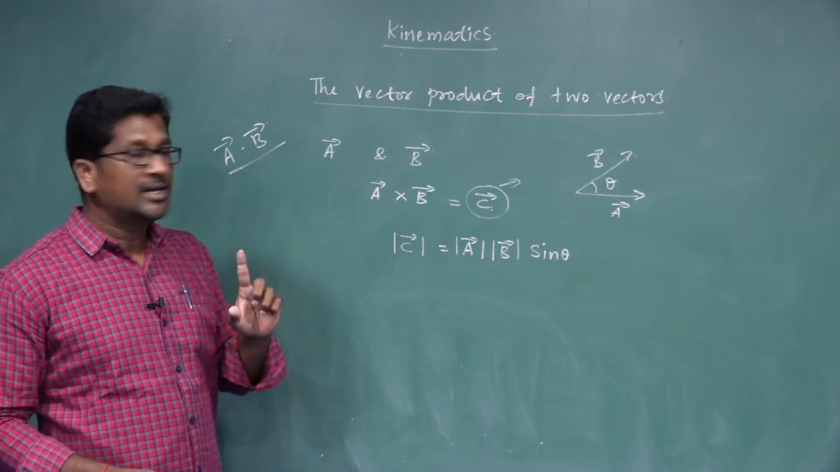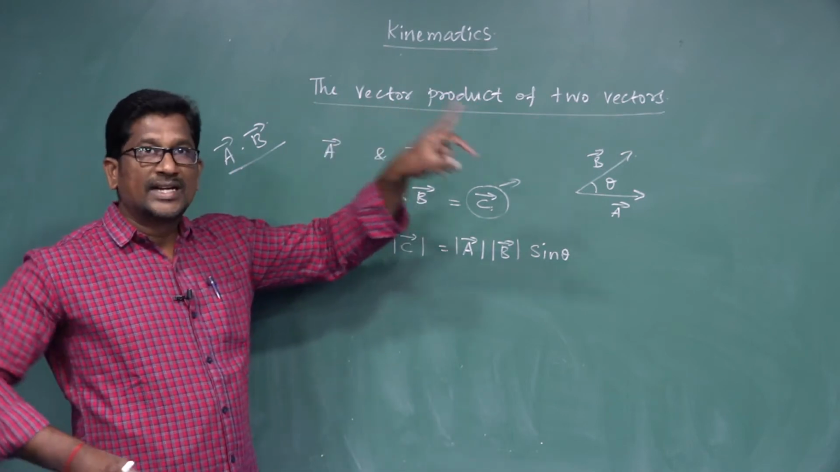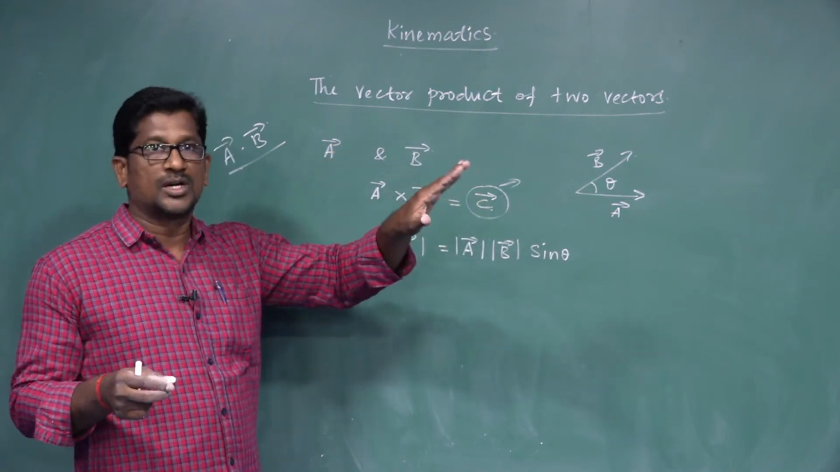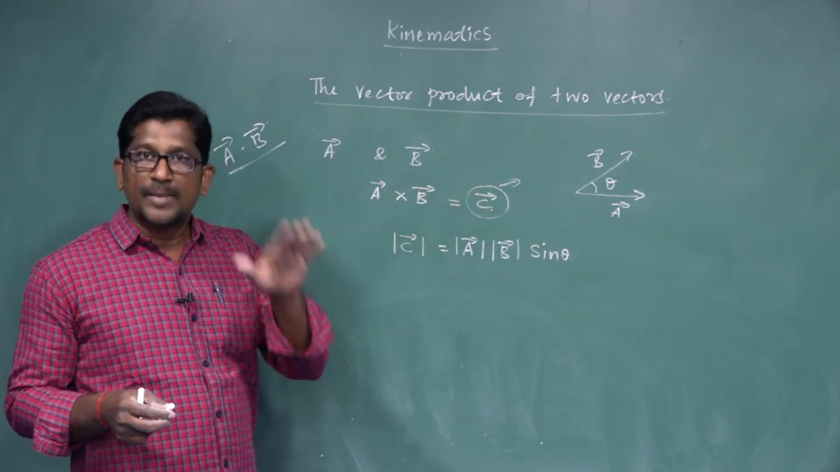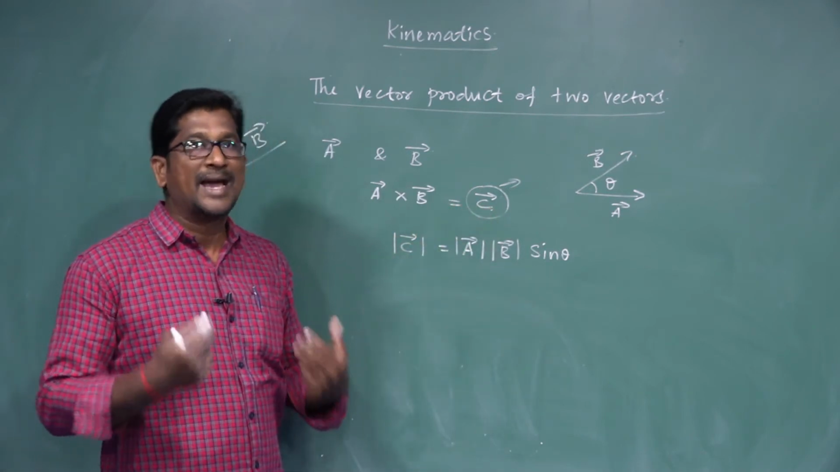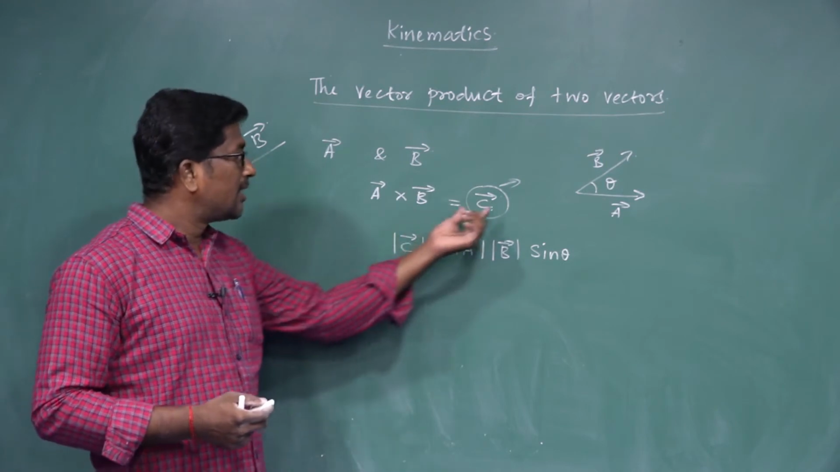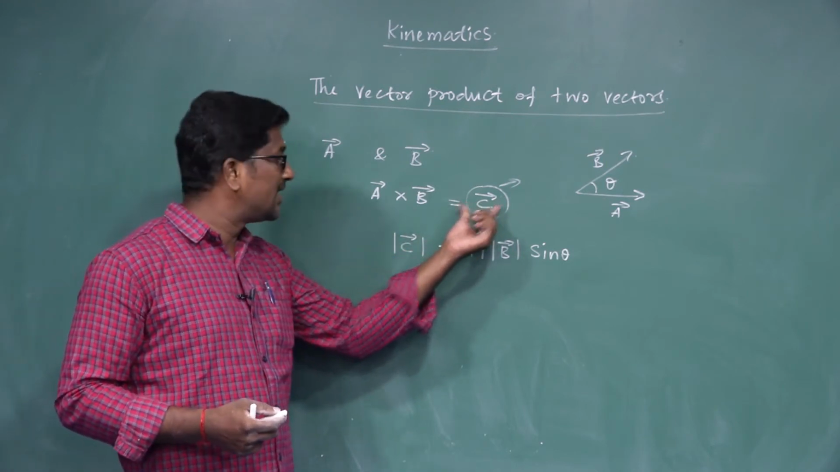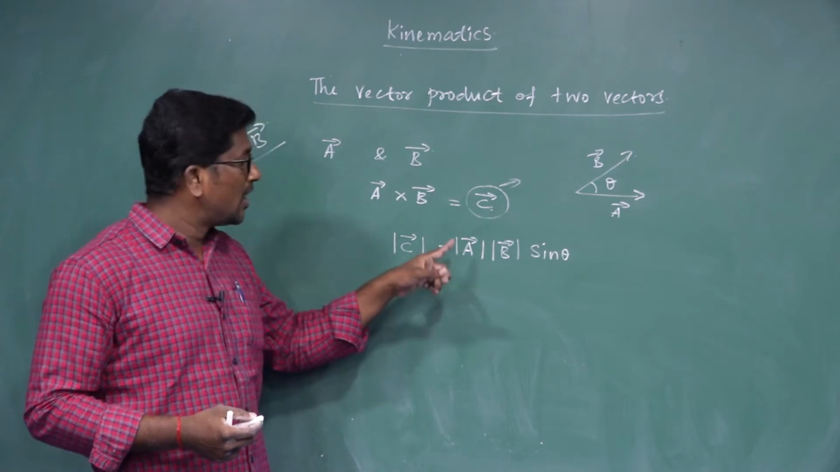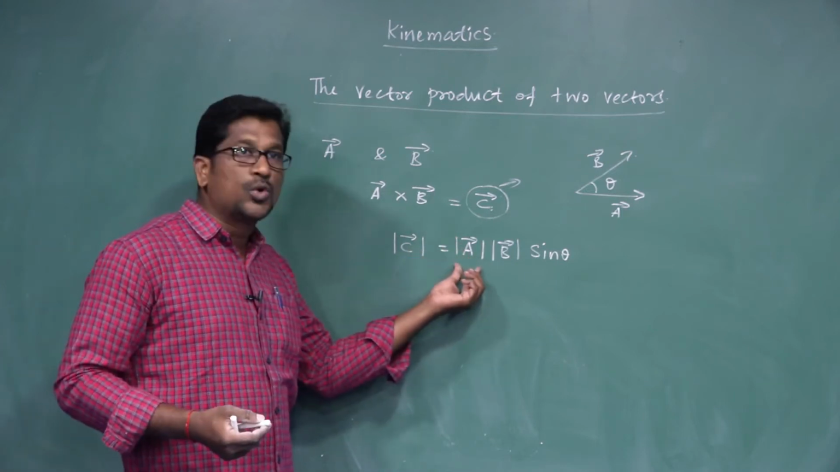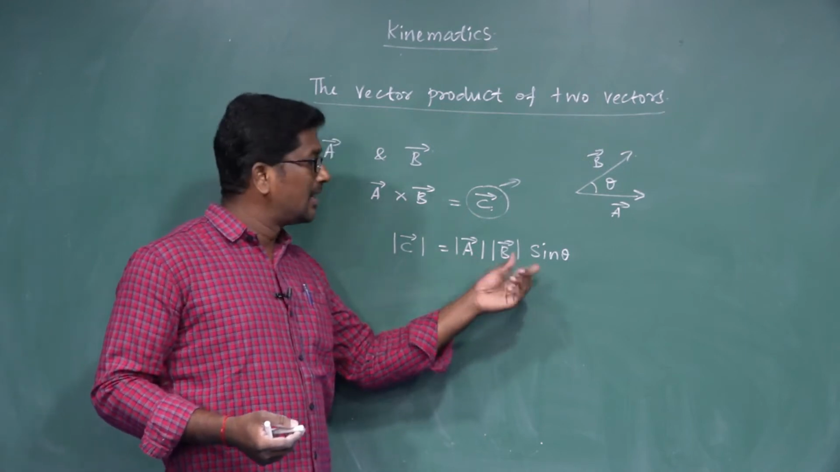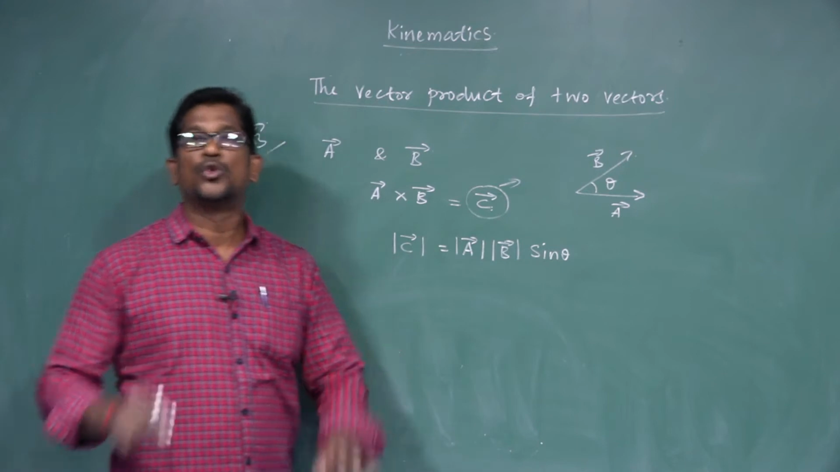Right? Understand? The vector product of two vectors gives another physical quantity which is also a vector quantity. So a vector quantity has both magnitude and direction. Right? First, it is necessary to find the magnitude of the resultant quantity. The magnitude of the resultant quantity, that is C vector, is represented by modulus of C vector, which is equal to the product of the magnitudes of A vector and B vector and the sine of the angle between the two vectors.